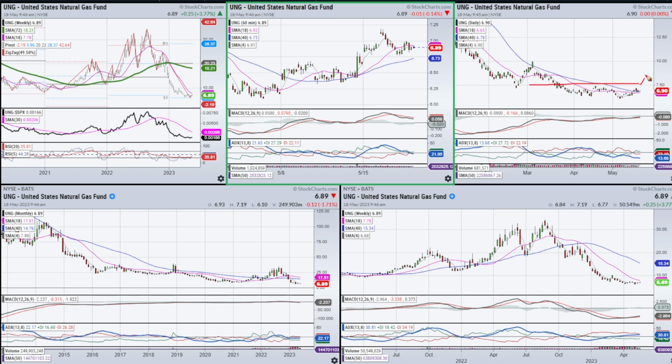Maybe if it can get through 7.5, then we can go up and test this area around 9 or 10, something like that. So I don't know. We're getting close to a point where you could start to look for some kind of a reversion trade on the weekly, but it's still a little early. But the thought process is right if you're thinking this. I think we're getting really overdone on the downside.